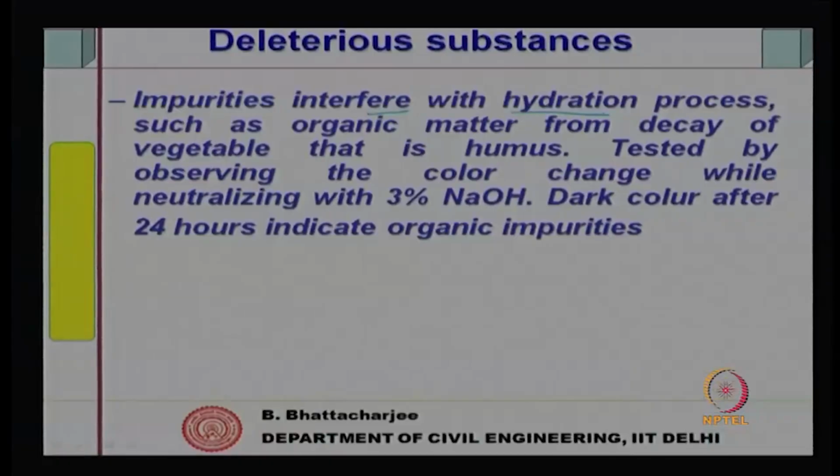Impurities which interfere with the hydration process, like organic matter from decay of vegetable matter such as humus, are deleterious materials. This is tested by observing the color change while neutralizing with 3% sodium hydroxide. Dark color after 24 hours indicates organic impurities. So, organic impurities are tested with alkalis, and the color change tells us whether there is a deleterious organic impurity in the aggregate, right.